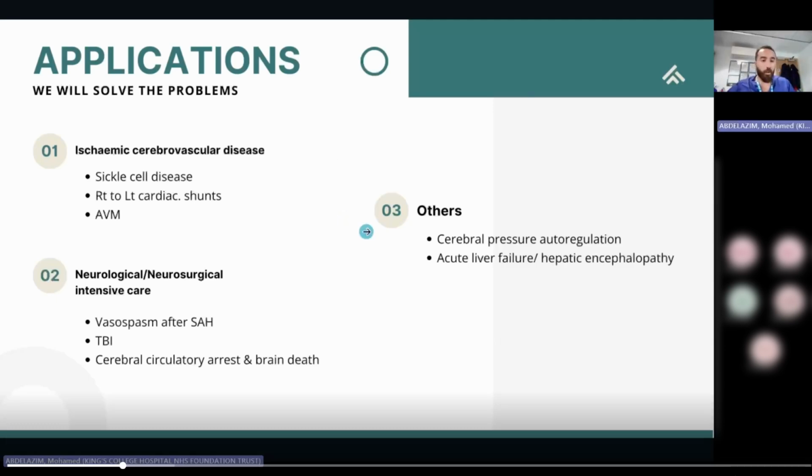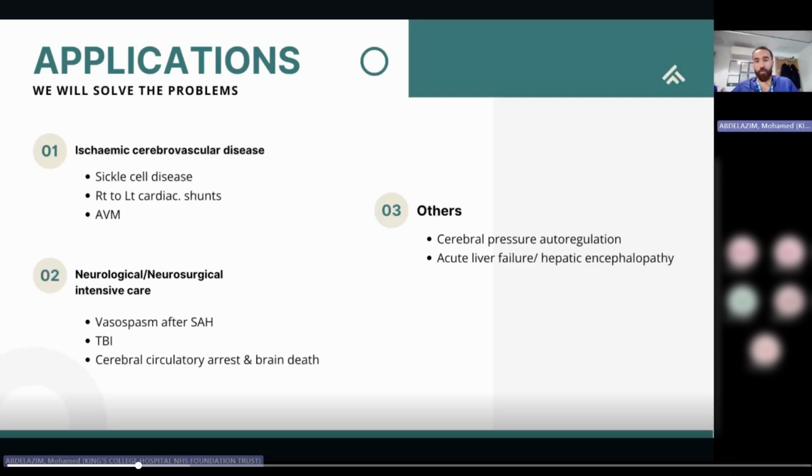Another thing you can detect with the TCD is cerebral circulatory arrest or brain death, because we know that brain stem testing could be affected by various factors, like, for example, electrolytes. EEG as well can be affected by benzos and sedation. So TCD can give you a good insight regarding the cerebral flow and the circulatory status for the cerebral perfusion.